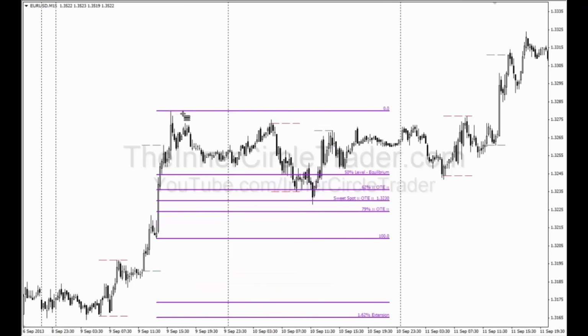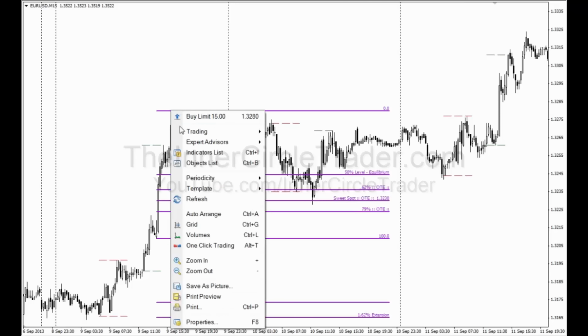Okay, and I'm going to move over here. You can see how price moved down into the optimal trade entry area here, which is between the 62 and 79 percent retracement levels respectively. It went right down to the sweet spot, which is essentially the 70.5 Fibonacci level. Okay, 70.5.